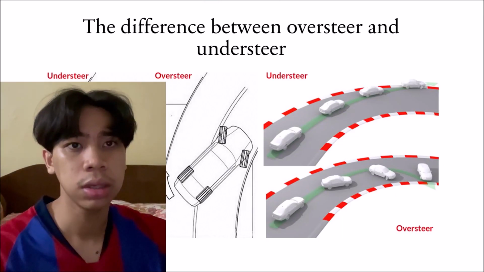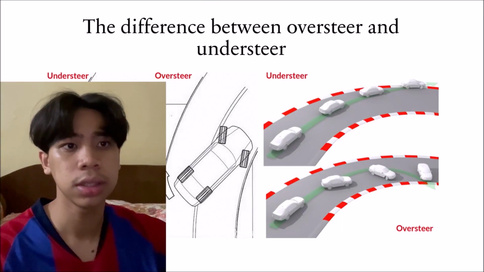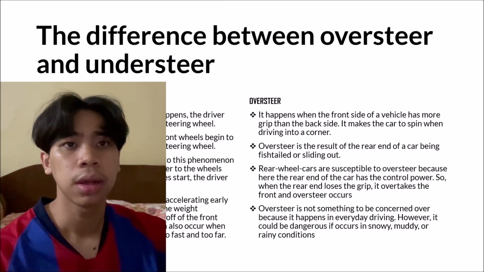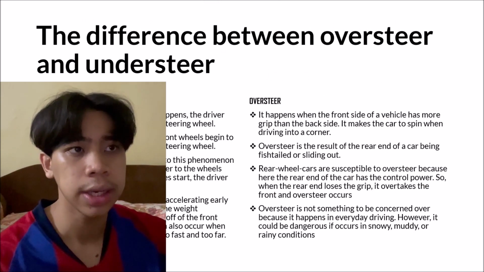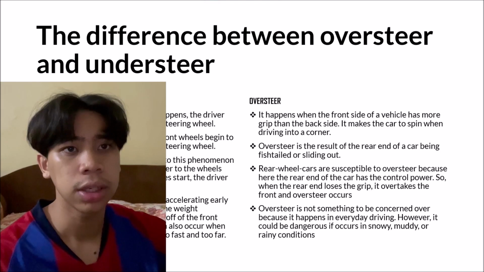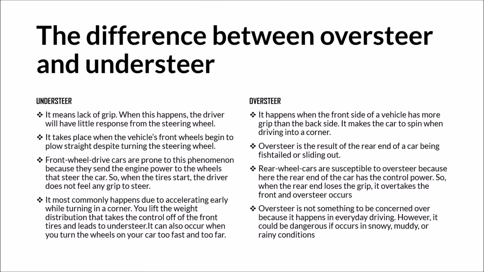This is a picture of understeer and oversteer, and the differences between them. Understeer means lack of grip. When this happens, the driver will have little response from the steering wheel. It takes place when the vehicle's front wheels begin to plow straight despite turning the steering wheel.